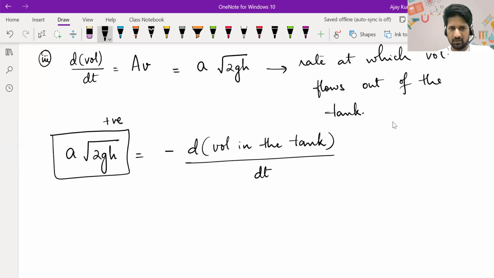A root 2GH is a positive term, no? So if you want to relate that to the rate of flow of volume or rate of change of volume in the tank, this is how you do it. Is this step clear to all of you? Any doubt in this? Why I put the minus sign?